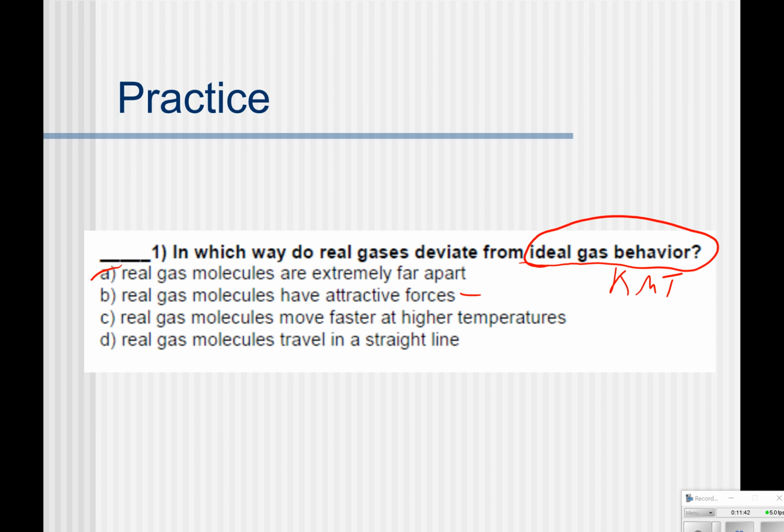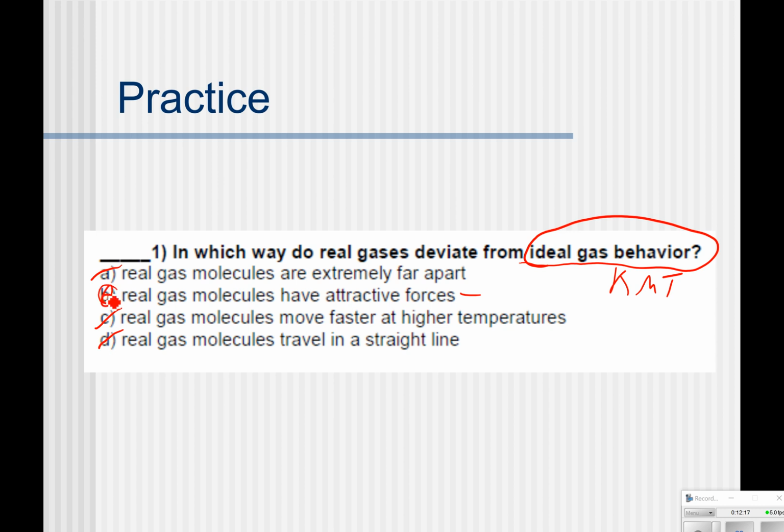Real gas molecules move faster at higher temperatures. The KMT did say that as we increase the average kinetic energy of a sample, the molecules, or atoms, are going to absorb that extra energy and start moving faster. Real gas molecules travel in a straight line. This is also mentioned in the KMT, that gas molecules, when they come in contact with the walls of their container or another gas molecule, will bounce off and move in a straight line in some other direction.